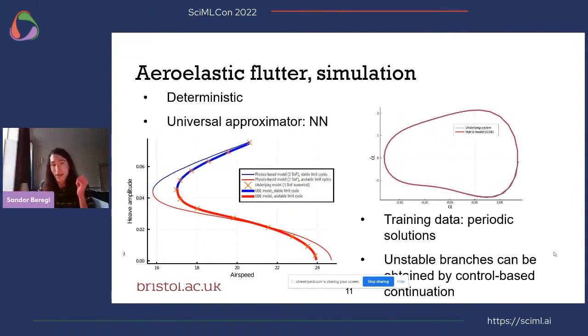Now, if I consider the simplest possible case, when I had a deterministic system, then this kind of model with a neural network as a universal approximator turned out to work really well. As you can see, I was able to train the model to replicate what the underlying model does, and what the measured, or in this case the simulated, periodic solutions were.